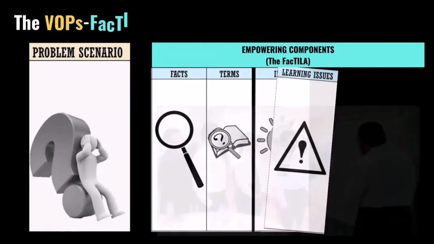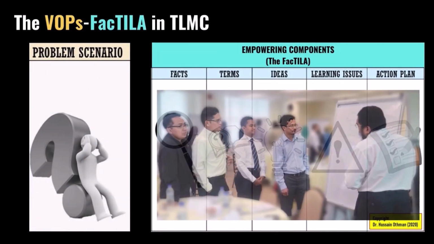The authentic problem scenario will be presented to the group to empower them to embark on an inquiry process using the FacTILA inquiry approach before finally deciding on the most feasible and credible solutions. This will certainly help the leader and the team to work on proper collective problem solving and decision making the best they can be. Facts.